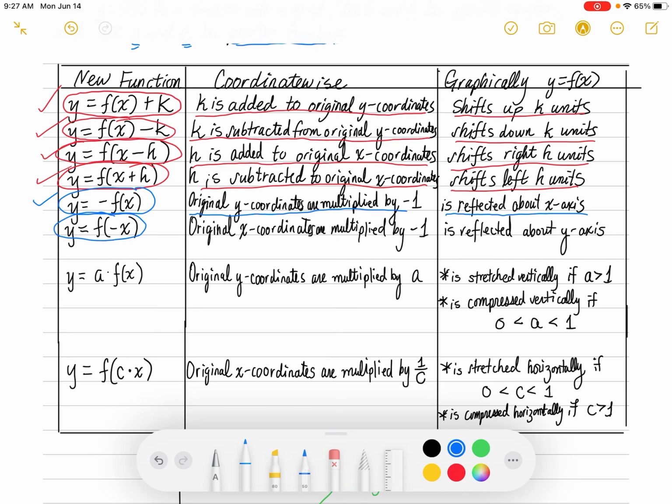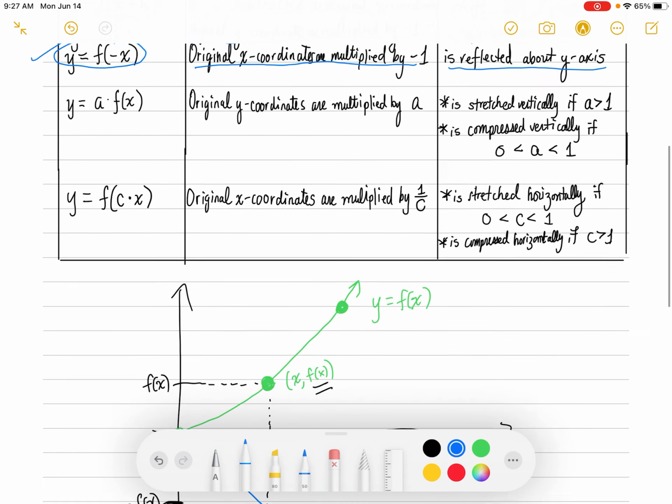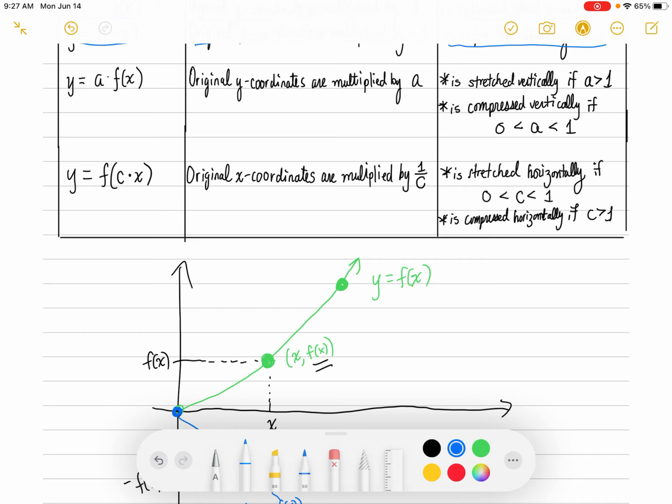Now, if we were to take y equals f of negative x, that's where you have a minus sign not out in front of the function, but inside of the function. That's going to basically multiply all the x coordinates by -1, and it's going to reflect everything about the y-axis. So things are going to flip about the y-axis. I'm not going to go through that. It's kind of a similar explanation as to the previous one, so you want to know that.